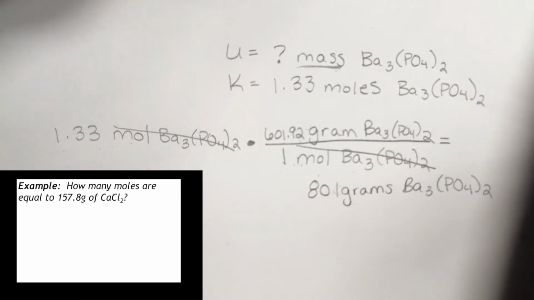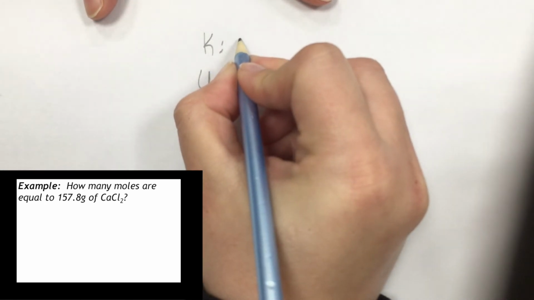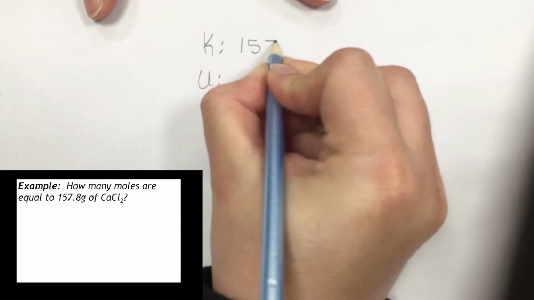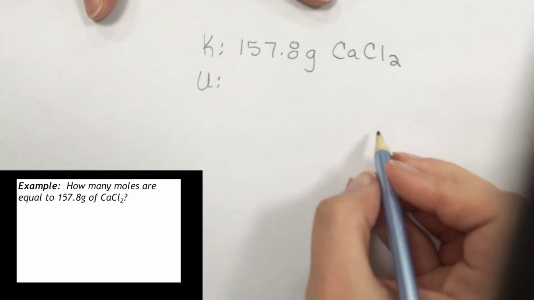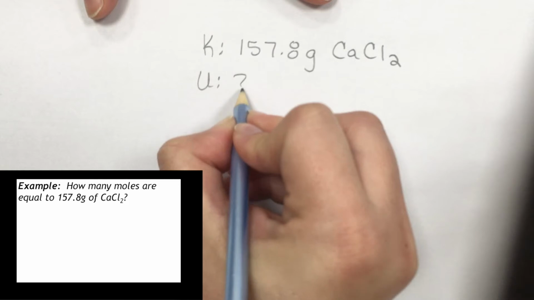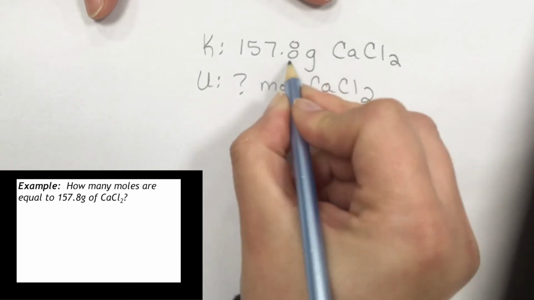Let's look at the next example. How many moles are equal to 157.8 grams of calcium chloride? All right, so they gave us the grams this time, and we need to calculate the number of moles. So I like to write my known and unknown. So my known, which is just the number they give us in the problem, is 157.8 grams of CaCl2. Our unknown, which is basically what it's asking for, is how many moles of it are equal to that, okay?